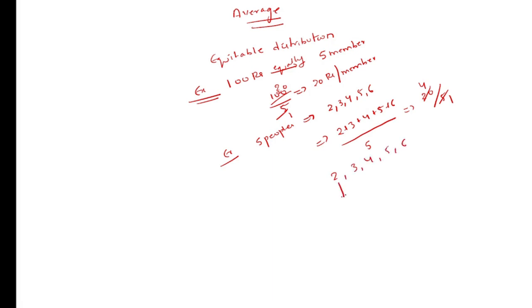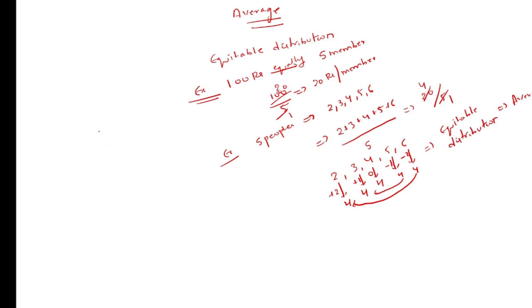So each person has 2, 3, 4, 5, 6. Here 2 was increased by 2 to 4 and 3 was increased by 1 to 4. 4 stayed the same. 5 was reduced to 4 and 6 was reduced to 4. So here plus 2, plus 1, 0, minus 1, minus 2. This reduction has been compensated by this increase, and that reduction by that one. So that equitable distribution is called average.